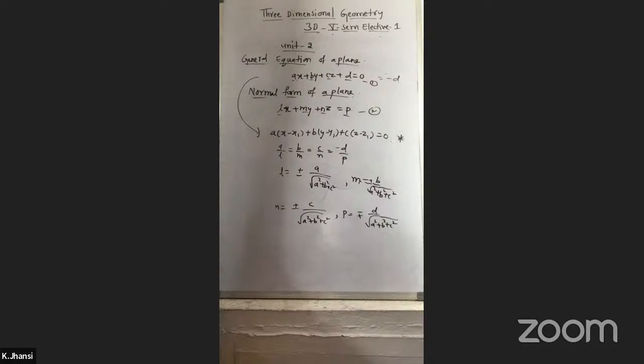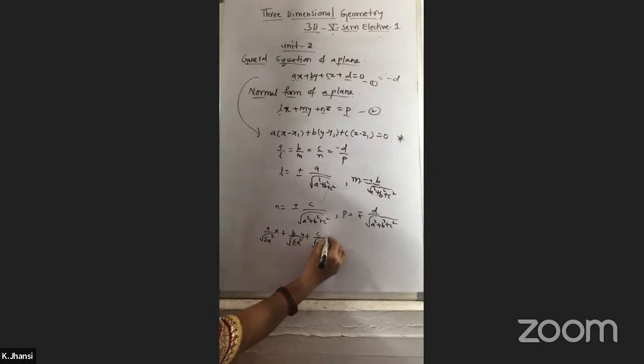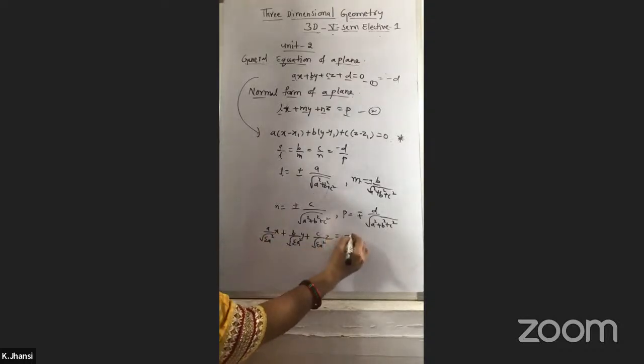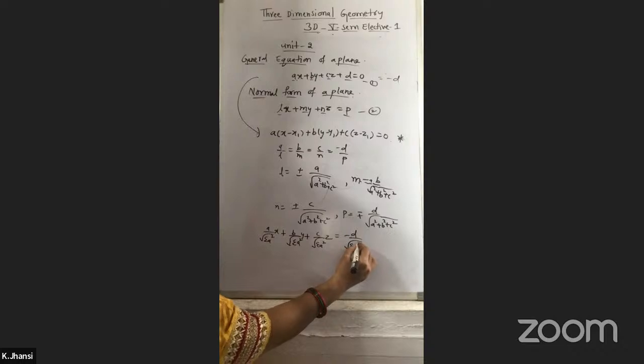If positive, if d value, in some problems you will get d value as positive, and in some cases you will get d value as negative also. So in the next line, these two formulas are important. You can write this as a by root of sigma a square into x plus b by root of sigma a square into y plus c by under root of sigma a square z is equal to minus d by under root of sigma a square.